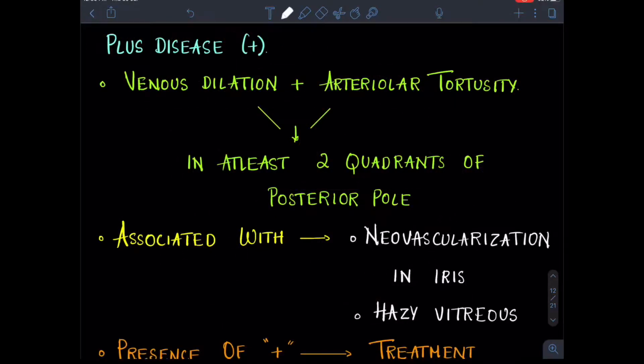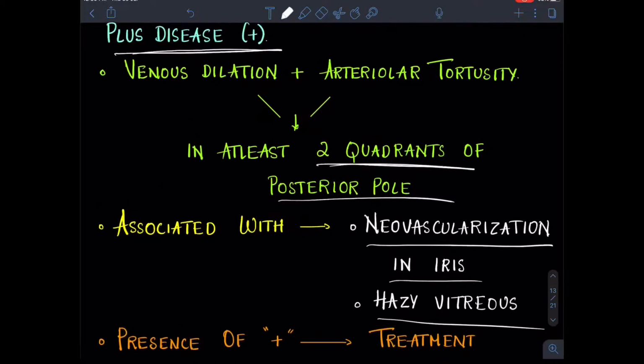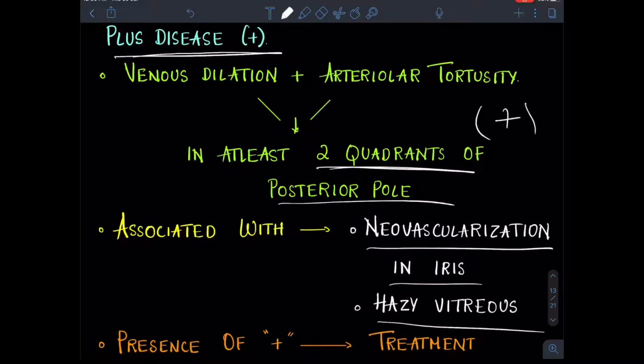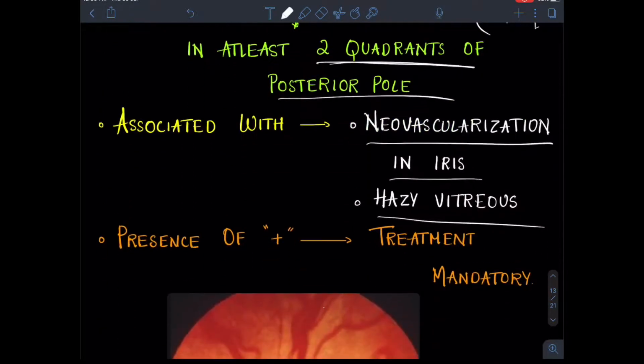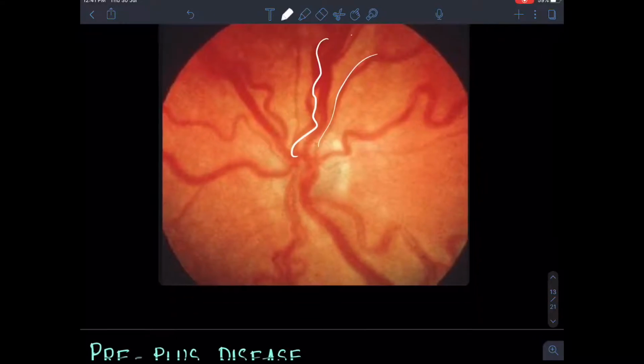Now coming to some clinical terms which are used while evaluating the disease. The first one is the plus disease. Plus disease is when there is venous dilation and arteriolar tortuosity in at least 2 quadrants of the posterior pole. In association, we also see neovascularization in the iris and hazy vitreous. This plus disease is denoted as a plus sign, and now the treatment becomes mandatory. This is a diagram representing the plus disease. In this we can see tortuous arterioles and the dilated venules. So this is the plus condition.